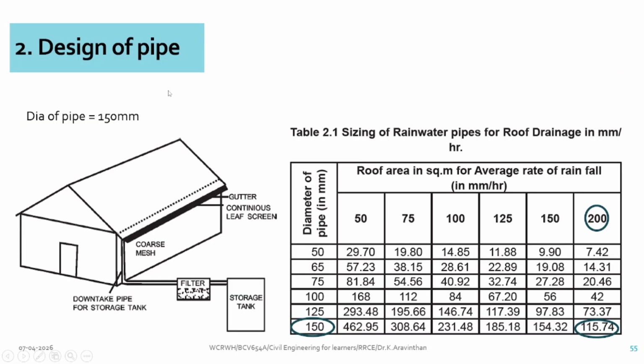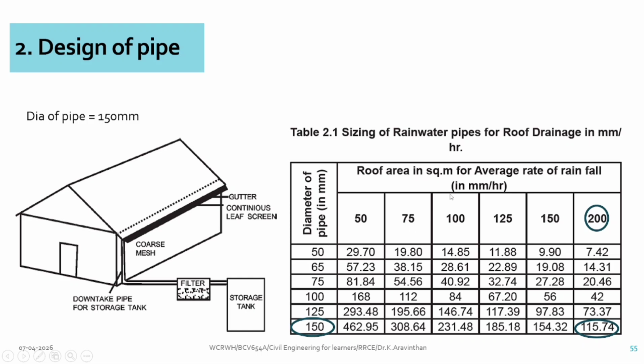Now second thing is design of pipe. So we have designed the size of the gutter. Now for the pipe, how much diameter of pipe is required? This is given in table 2.1 from National Building Code 2016. This is available, and throughout India you can use this. Diameter of pipe should be around 150.